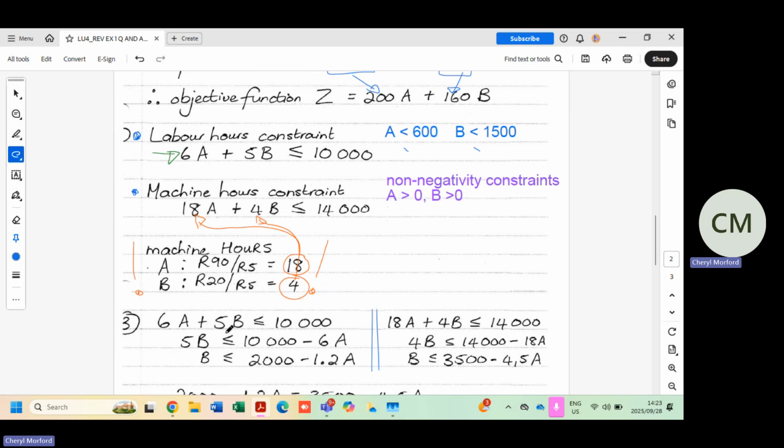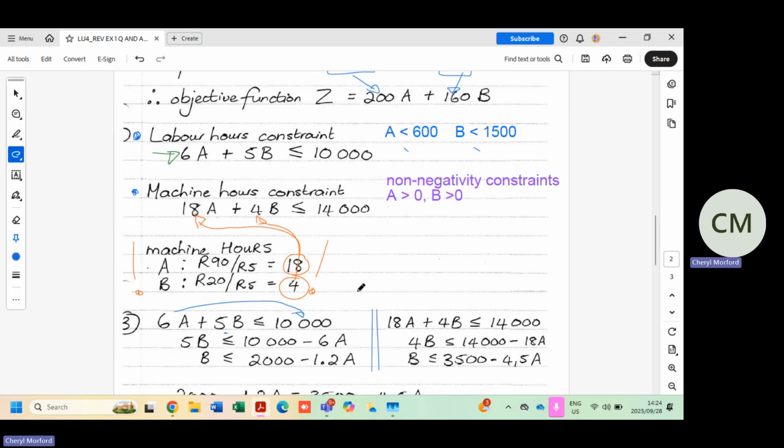So all I'm going to do now is isolate B, the 5 B's on the left-hand side. So that means I've got to take those A's and move it to the other side. So minus 6A. Then I want to rather write it in terms of 1B. So I divide every term. Remember, I must be consistent. Divide throughout by 5. And that will give me B less than or equal to 2,000 less 1.2A.